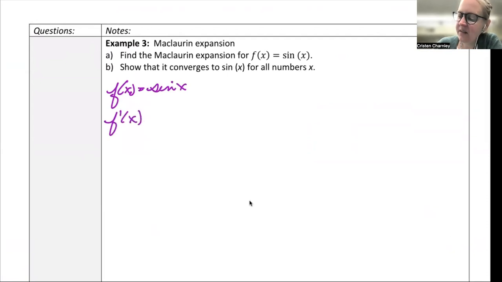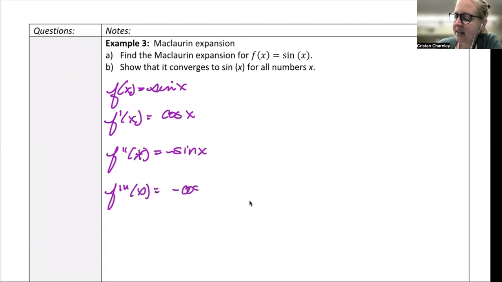So the first derivative is cosine of x. The second derivative is negative sine of x. The third derivative is negative cosine of x. And because this is Maclaurin, these are all centered at 0. So x equals 0. So sine of 0 is 0. Cosine of 0 is 1. Sine of 0 is 0. And negative cosine of 0 is negative 1. And then I think my other video picks up in here on how to put it all together.